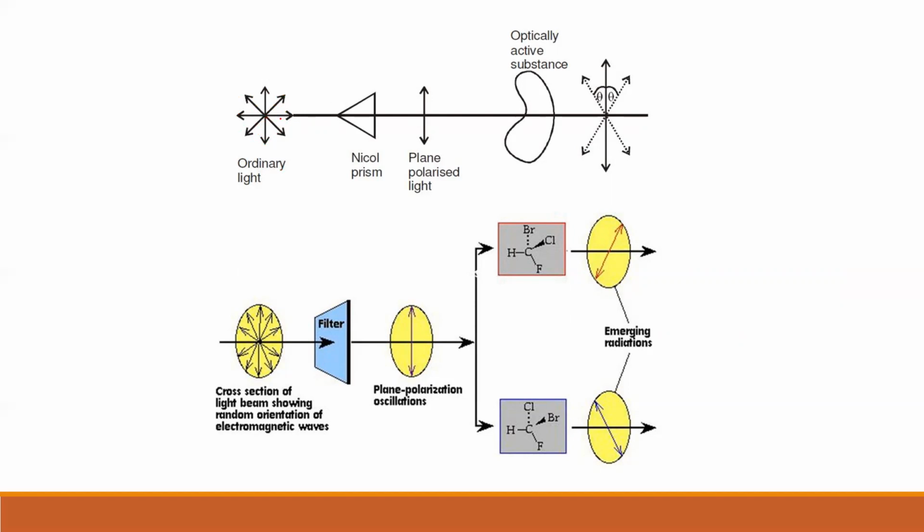The moment I pass ordinary light through a prism, a Nicol prism, observe what's happening to the light coming out. What's happened to it? Yes, all the particles which were vibrating in multiple directions, after passing through the prism, will vibrate in only one direction. Can you see that? All the particles are only vibrating in one direction now. Here, this is called plane polarized light.